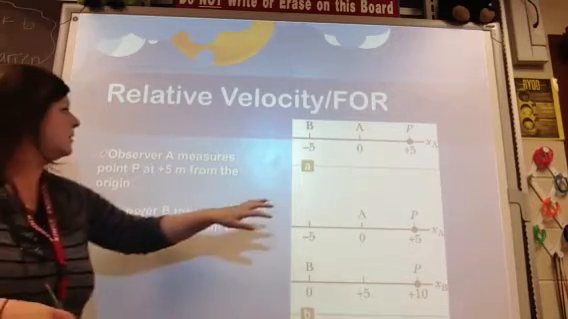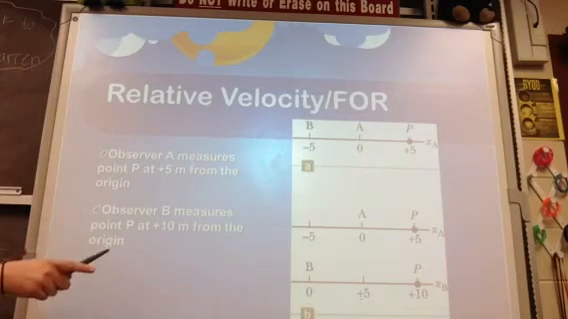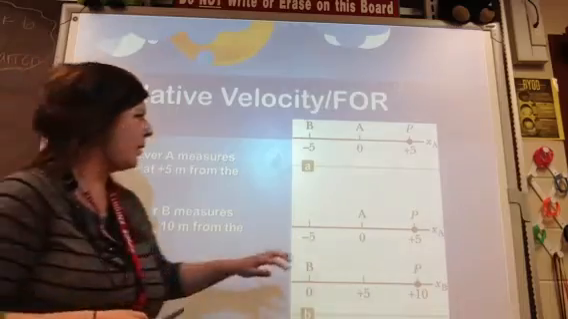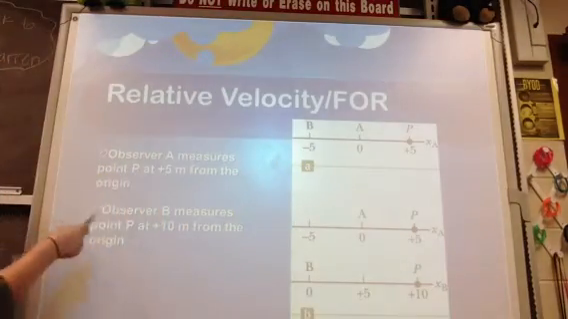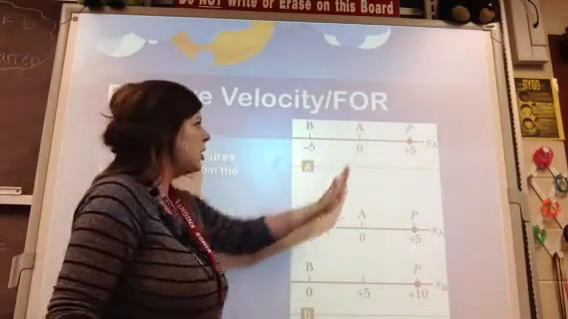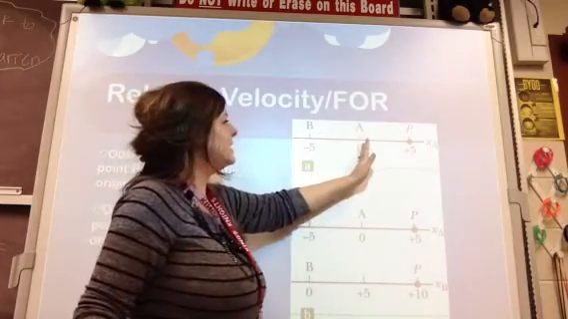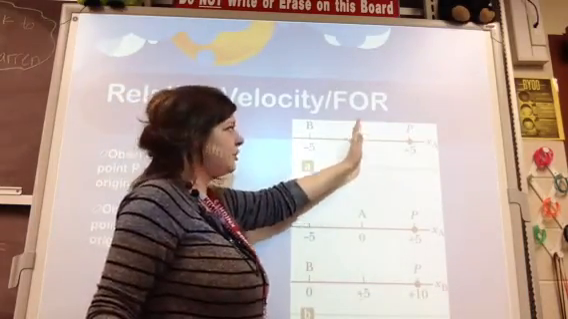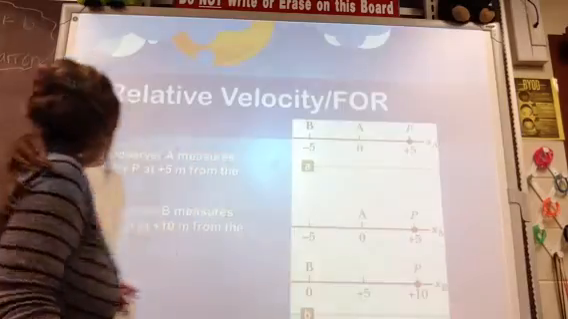In this case, I have two different observers, observer A and observer B, and I have a point P. Observer A can measure point P 5 meters from the origin. If I make observer A my origin, then from point A, they see point P just 5 meters away.